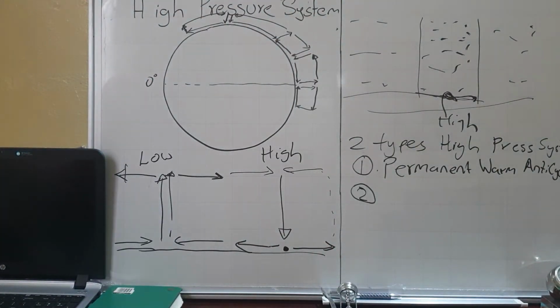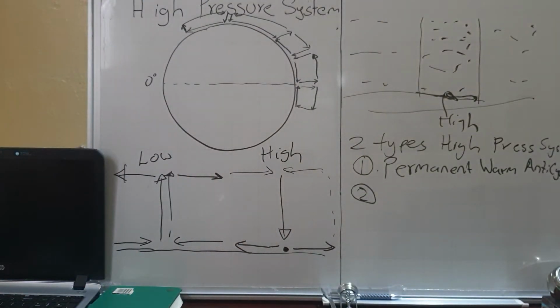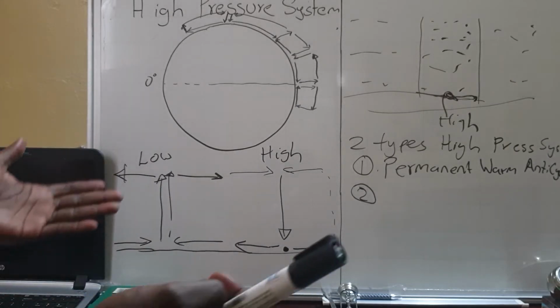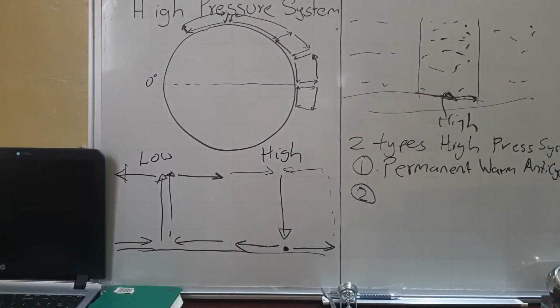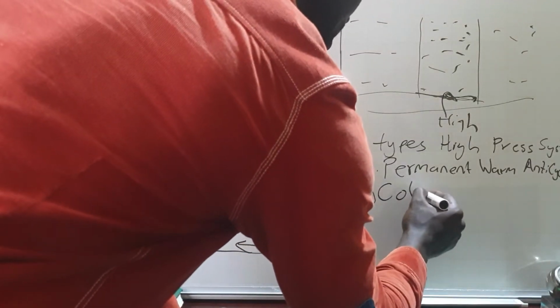And the other one, obviously, when you have something that is warm, you should expect the negative of it. So the other one is the cold anticyclone. And remember, when you say anticyclone, we don't mean the cyclone as we hear it. Anticyclone is the opposite of cyclone. So cyclone is low pressure, anticyclone is high pressure. So you can also say permanent warm high pressure system, or cold low pressure system, or cold anticyclone.